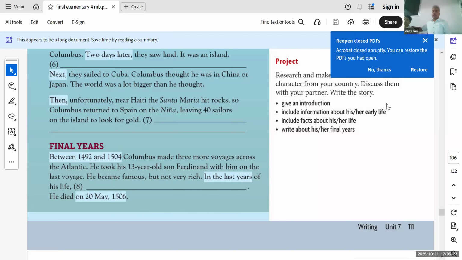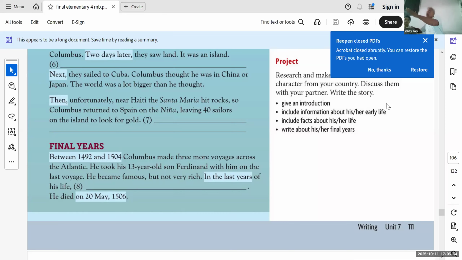Between 1492 and 1504, Columbus made 3 more voyages across the Atlantic. He took his 13-year-old son, Ferdinand, across the Atlantic. Now, what does it mean, across the Atlantic? From this side to that side, this is called across.